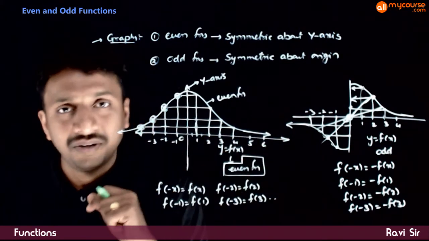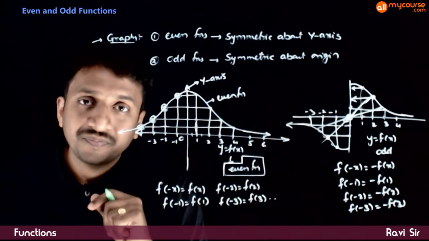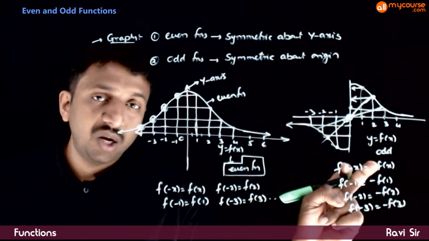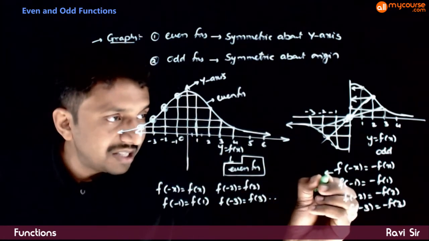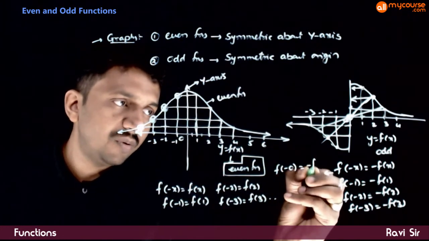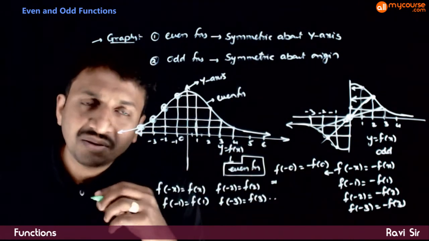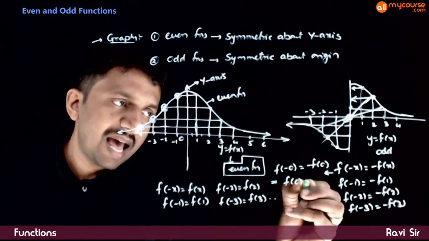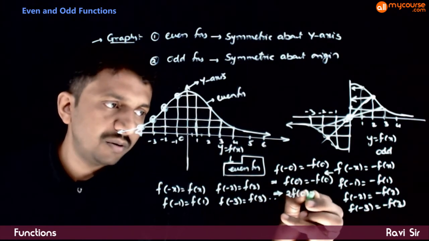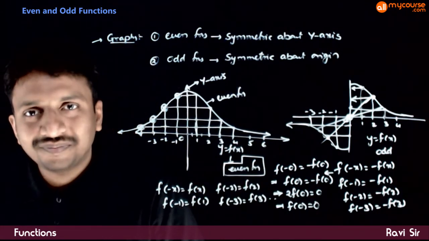And you have a slight problem here. All is good till now, but you have a slight problem at 0. So let us assume that f of x is an odd function. So f of minus x has to be equal to minus f of x. Let us apply this condition at the origin, that is x is equal to 0. So f of minus 0 has to be equal to minus f of 0. Minus 0 is also the same as 0. So f of 0 has to be equal to minus f of 0. This implies 2 times f of 0 is equal to 0. This implies f of 0 has to be equal to 0.